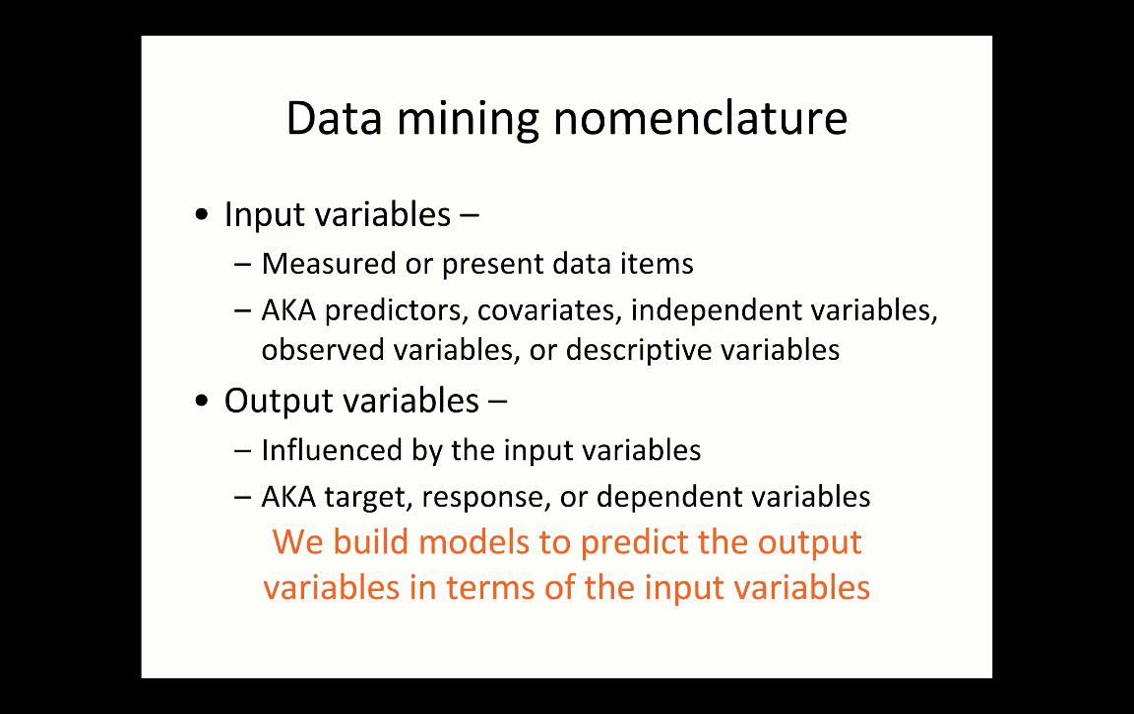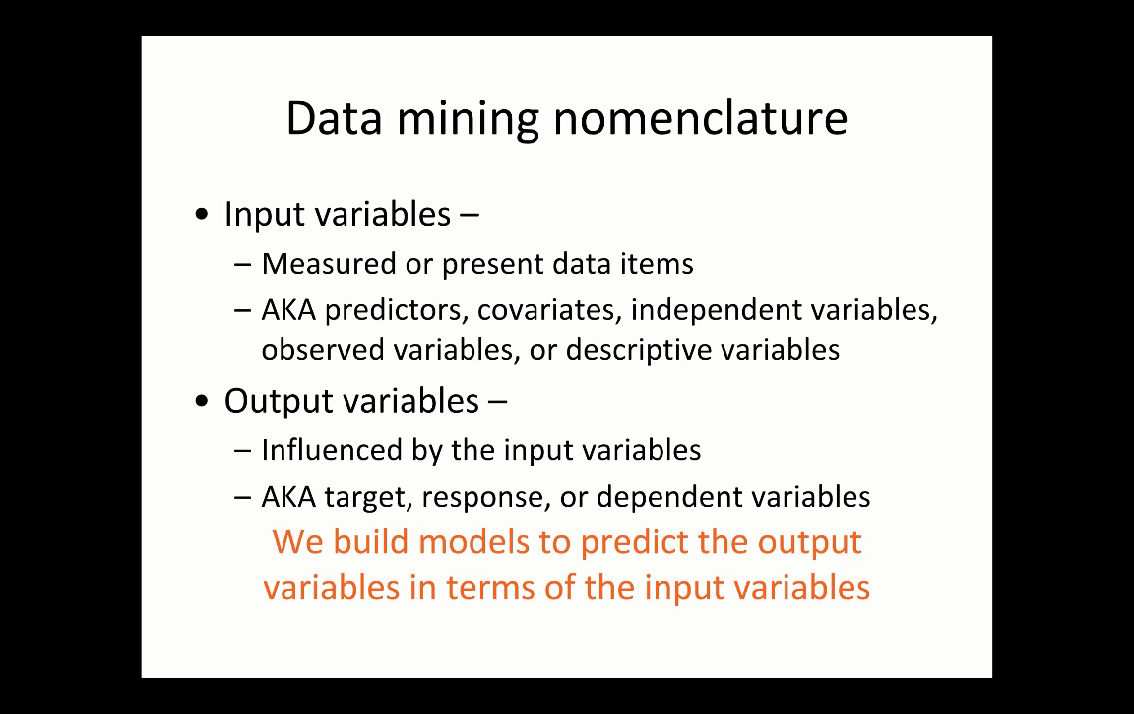Input variables include measured data items. They can take on many different forms, either text, numbers in ordinal, nominal, interval, or ratio. Other names for input variables include predictors, covariates, independent variables, observed variables, or descriptive variables. An example would be systolic blood pressure, diastolic blood pressure, medications, weight, age, gender, and so on.